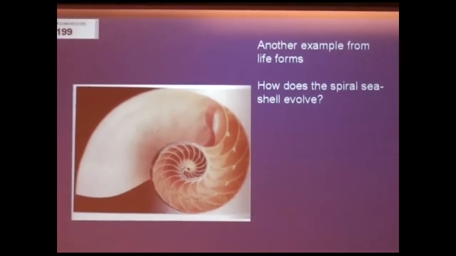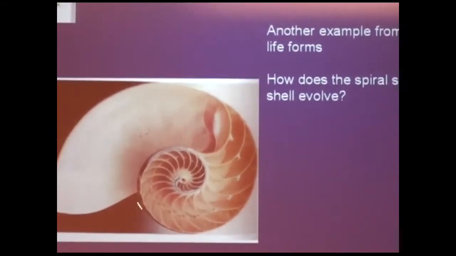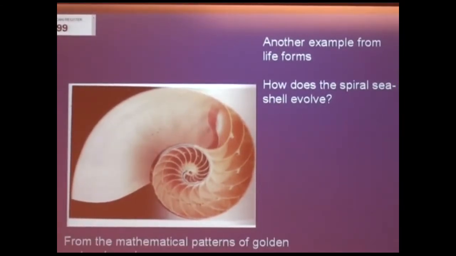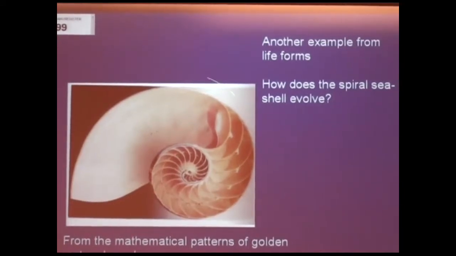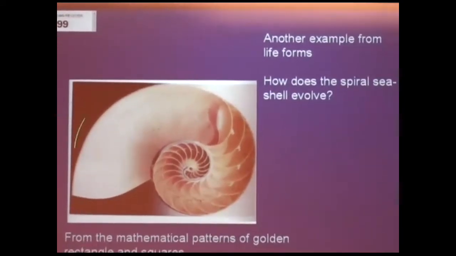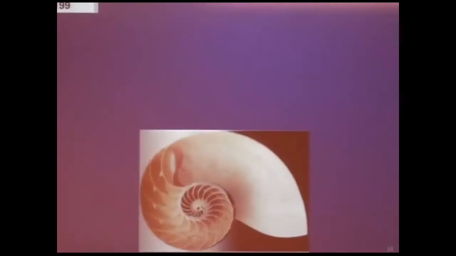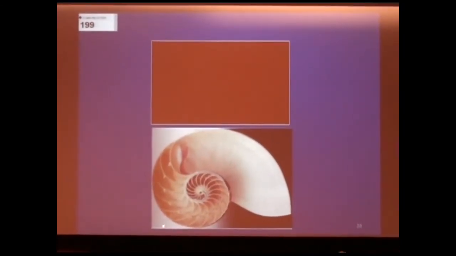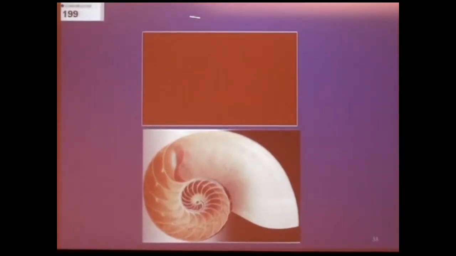So I'm now going to give you another example from life forms, which is connected to the Fibonacci numbers and the golden rectangle. So you see this beautiful nautilus shell that has this mesmerizing spiral. And if you ask, what is the mathematical pattern behind this beautiful sea life, what you see is that you can draw a rectangle first to capture the figure, and that, by the way, turns out to be a golden rectangle. Namely, its long side over short side is 1 plus root 5 over 2.